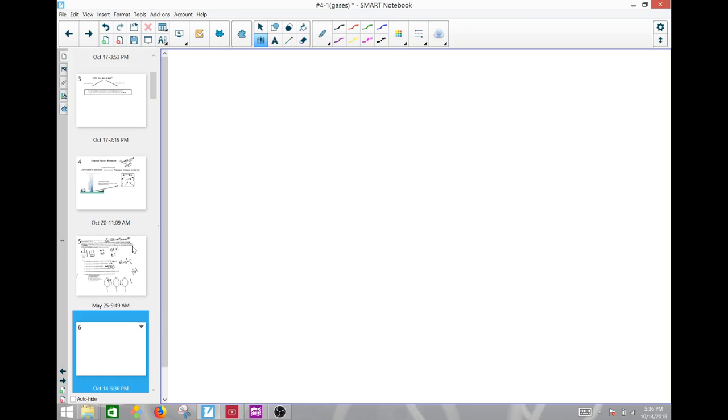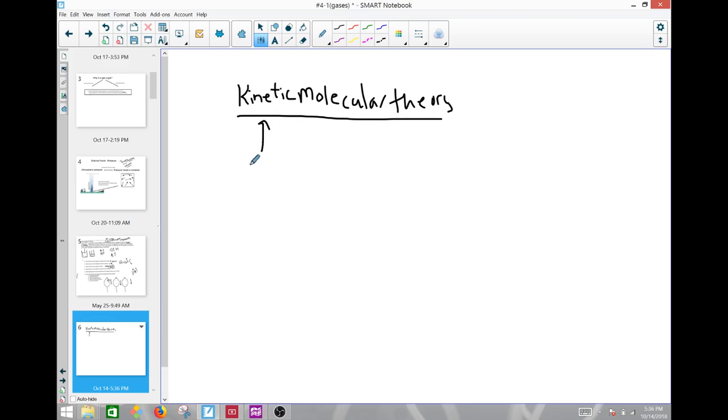One, they follow what's called the kinetic molecular theory. And it sounds really complicated, but it's really simple. This stands for how the movement, how do particles essentially move. Okay, so a couple things you might want to note about this.